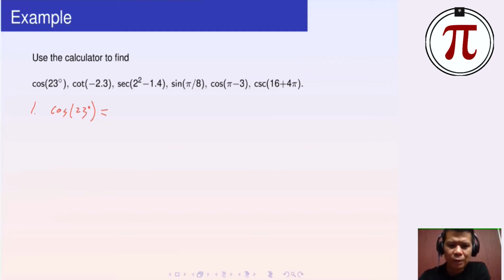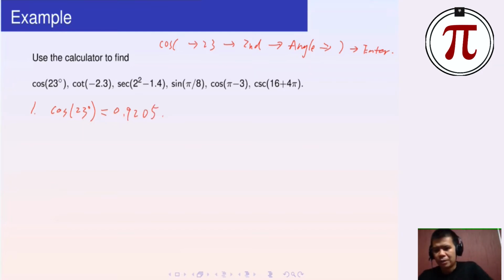Nick, can you write it clearly? I do not have my calculator beside me. So cosine 23 degrees: enter 23, and then how to input degrees? On my TI-84, it's second, then angle, and it brings up the angle menu. Then close the parentheses and press enter. That gave me 0.9205. Did everybody else have any questions about this?